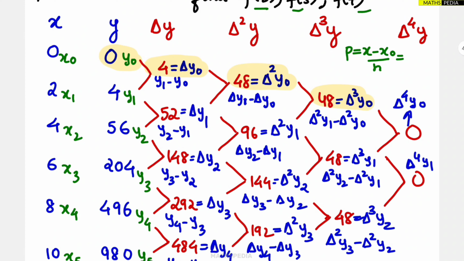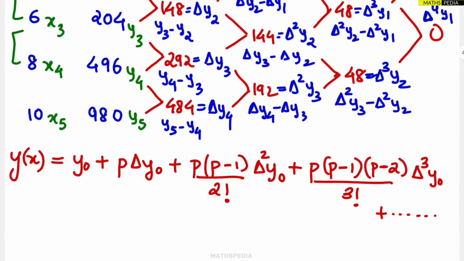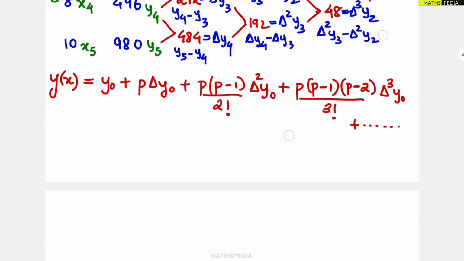Now x naught is the starting value which we know is 0. So x minus 0 divided by h. H is the difference between the x interval. You can observe 0 to 2, 2 to 4, 4 to 6, 6 to 8. What is the difference between these? The gap between these is 2. So we are getting the p value as what? X minus 0 is x itself. We are getting the answer as x by 2. So p value is x by 2. So we have to substitute p as x by 2 itself.